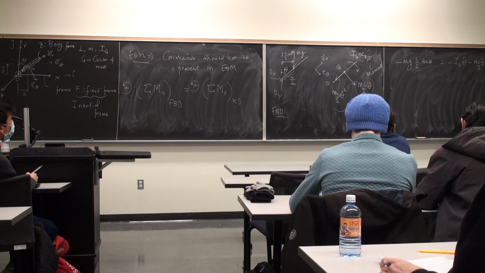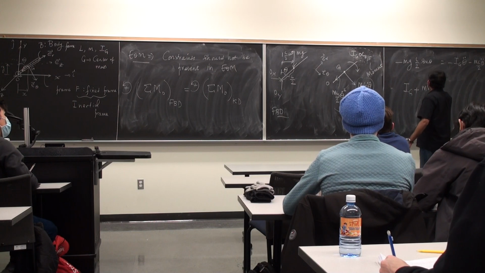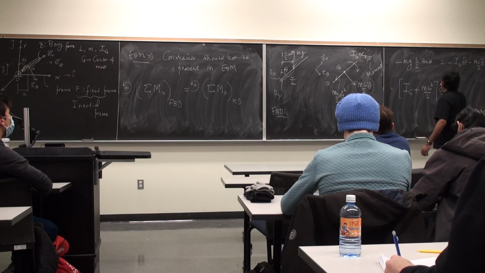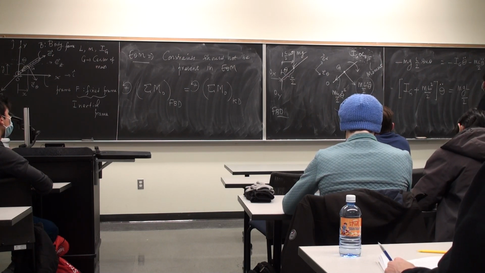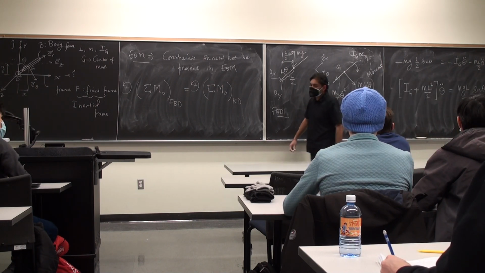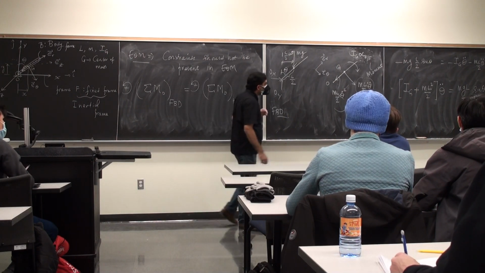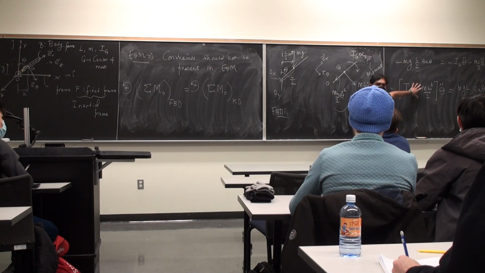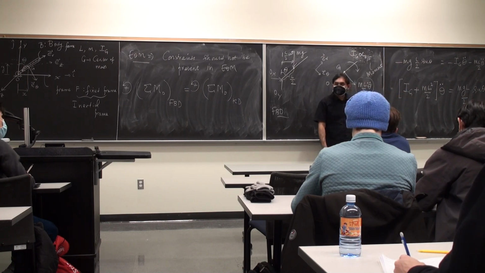We can get rid of all the negative signs. So I have Ig plus mL squared by 2 theta double dot is mg L by 2 sine theta. Does this term look familiar? Ig plus mL squared by 2.